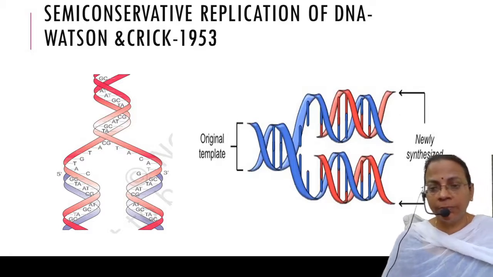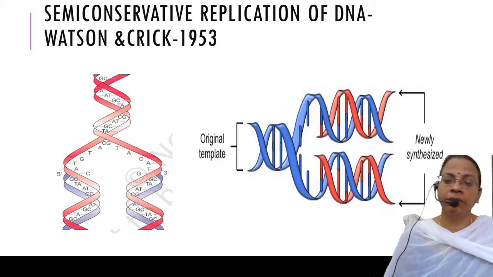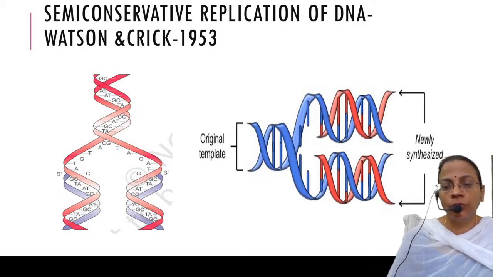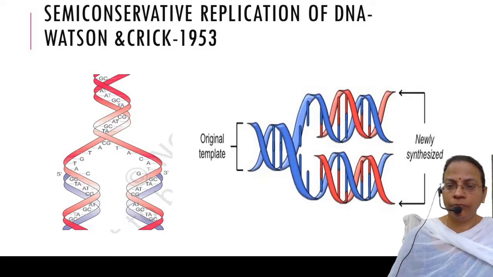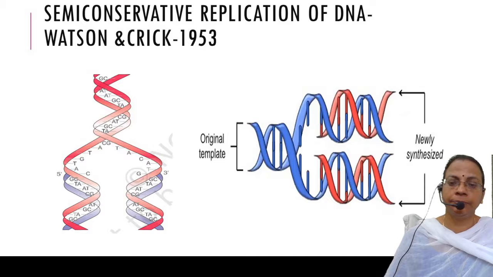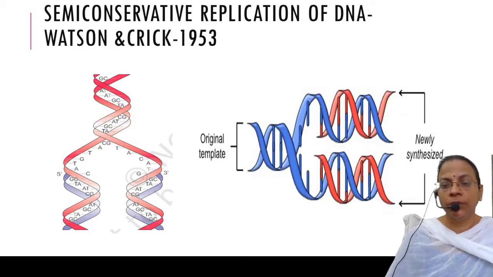And based on that template, from the medium, they will take the base sequences and they will form a new strand. And as a result, two nucleotide strands will form. Out of that, one nucleotide strand will be the parental strand and the other one will be the newly synthesized strand. So here the parental strand is conserved in the new daughter DNA. That type of replication is called the semi-conservative mode of replication.